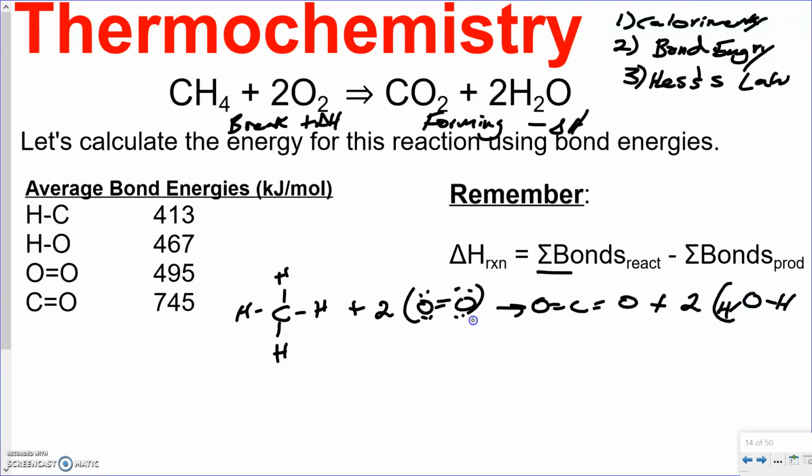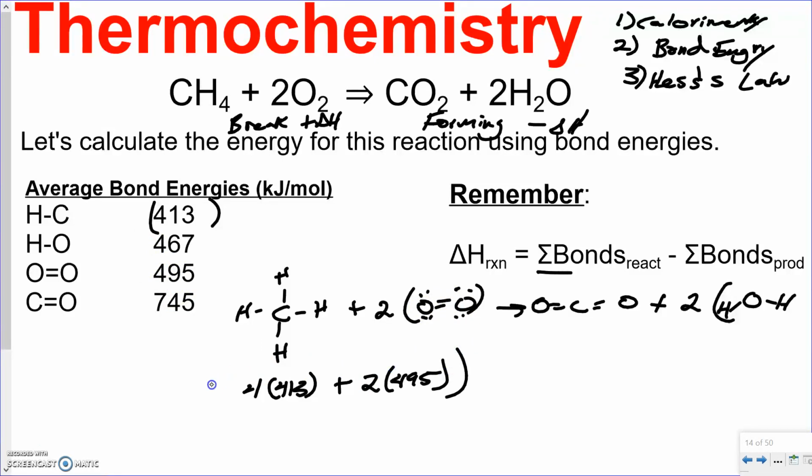Okay, now what do we do with that? Well, we look at our reactants first. We have 4 hydrogens single bonded to a carbon. So each one of these is going to have a bond energy of 413. So we take 4 and multiply it by 413. We're then going to add to that 2 double bonded oxygens, which is 495.